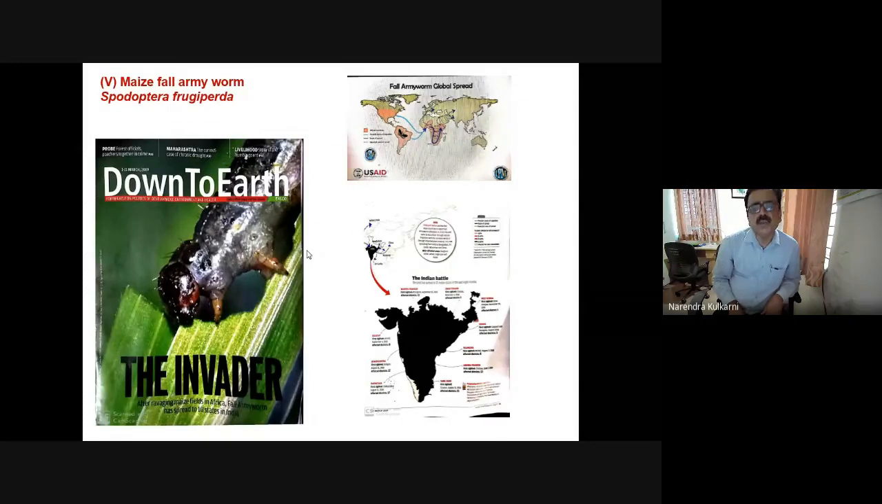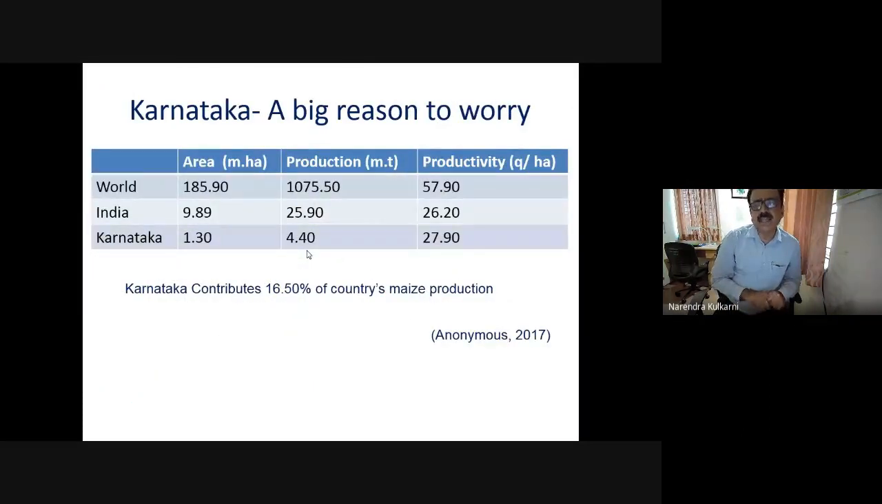Fall armyworm. Karnataka has big reason to worry because we are the number one state in producing grain maize. Even in forage maize, there will not be any difference in the nature of damage as well as the extent of damage. Because of this, we have to really worry about this insect, and we have to take care of this insect in both seasons, whether Kharif or Rabi. Even though our preliminary studies say the incidence is high during Kharif compared to Rabi and summer.